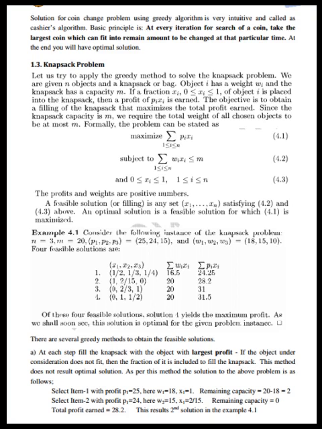See the example. Of these 4 feasible solutions, solution 1 yields the maximum profit. As we shall soon see, this solution is optimal for the given problem instance. There are several greedy methods to obtain the feasible solutions. First, at each step, fill the knapsack with the object with largest profit. If the object under consideration does not fit, then a fraction of it is included to fill the knapsack. This method does not result in an optimal solution. As per this method, the solution to the above problem is as follows.